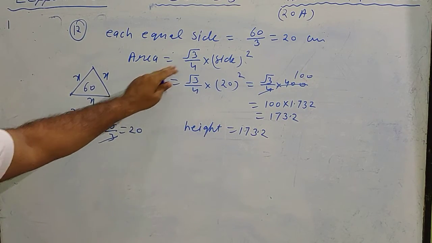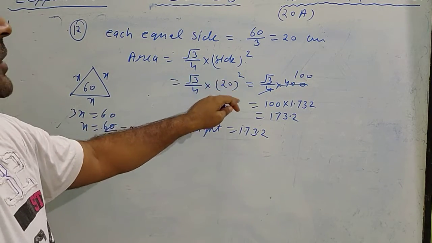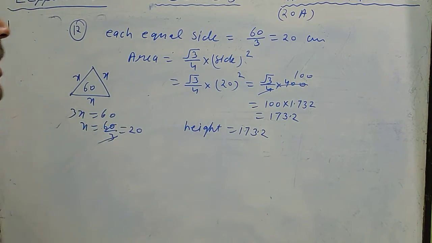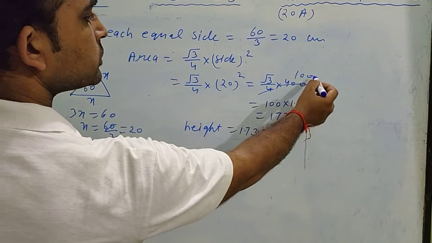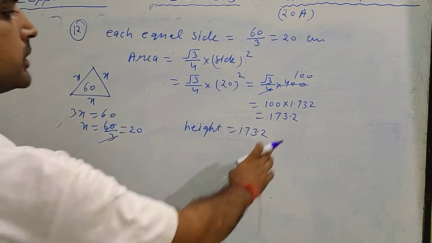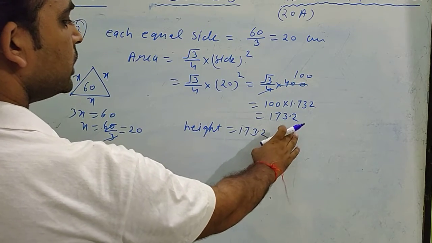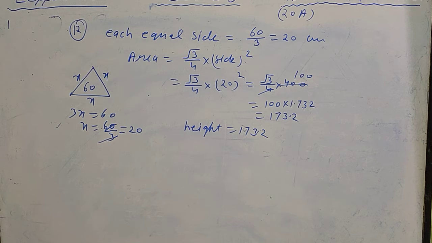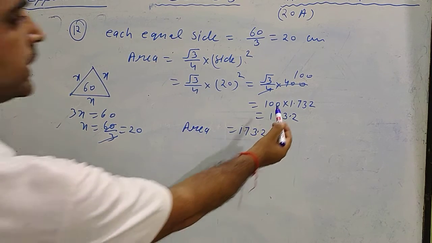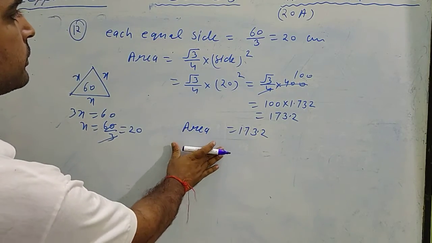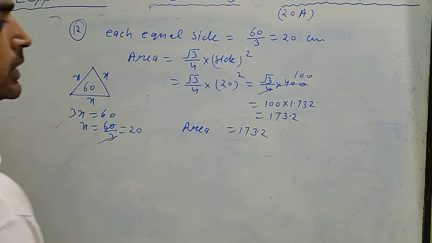Now the area of the triangle formula is root 3 by 4 into side square. Side is given 20, so 20 square is equal to 400. 4 into 1 is 4, so 100 into the value of root 3, which is 1.732, multiply it. So we get 173.2. Understand? So 100 into 1.732 means 173.2. So the area of the equilateral triangle will be 173.2.